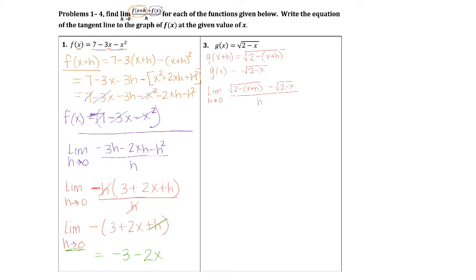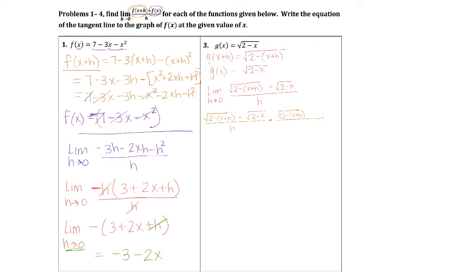And so what I'm going to do is try to simplify this function before I do anything else. So I'm going to go through and do some rationalizing, and I'm going to use the numerator to do that. So I have the square root of 2 minus x plus h minus the square root of 2 minus x, all over h. And now I'm going to use the numerator and rationalize this. So I'm going to have the square root of 2 minus x plus h.